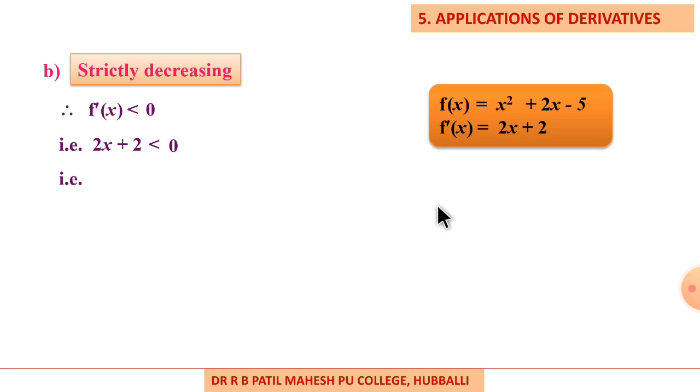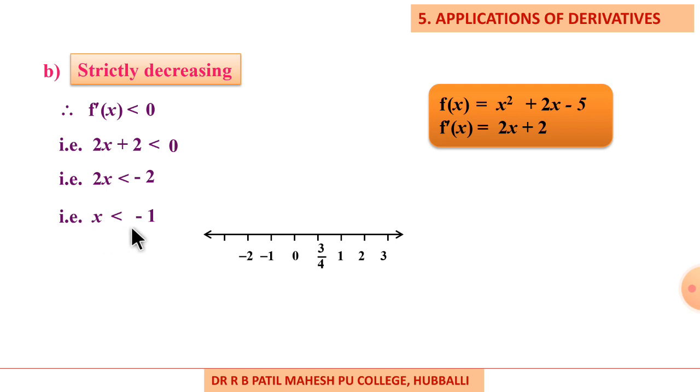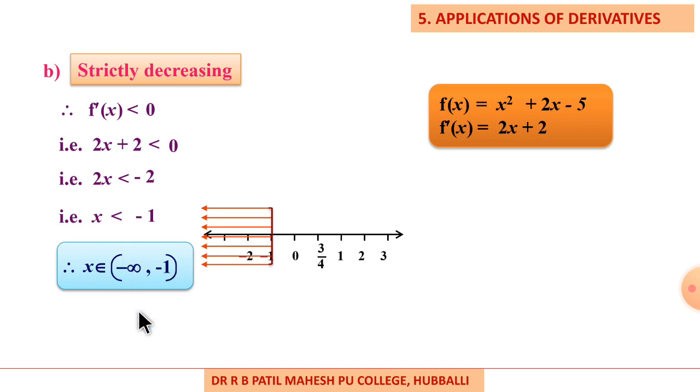Now simplify this one. We get 2x is less than minus 2, therefore x is less than minus 1. Now represent x less than minus 1 on the number line, or you can write the direct answer also. On the number line, x less than minus 1 means we get minus infinity to minus 1. So this is the interval. Therefore x belongs to minus infinity to minus 1. In this interval the given function is strictly decreasing.